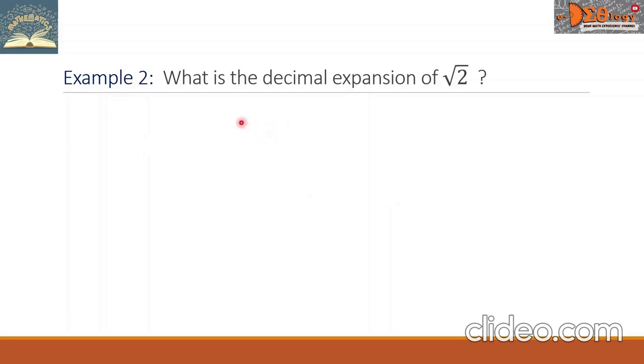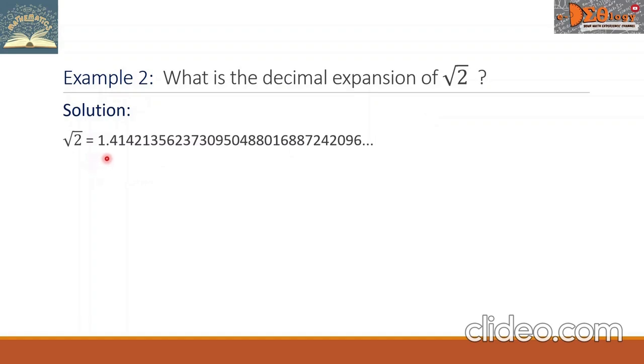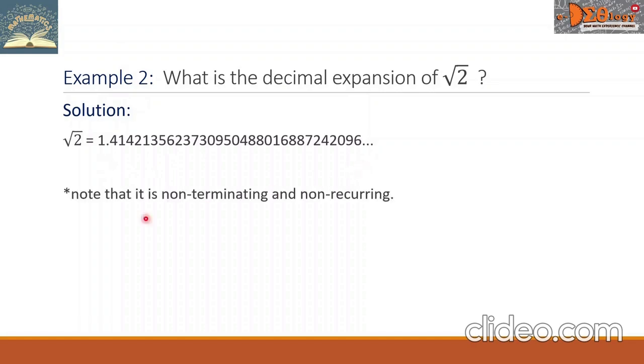Example 2. What is the decimal expansion of square root of 2? Square root of 2 equals 1.41421356339054088801688242096 and so on. This is an irrational number. Know that it is non-terminating and non-recurring.